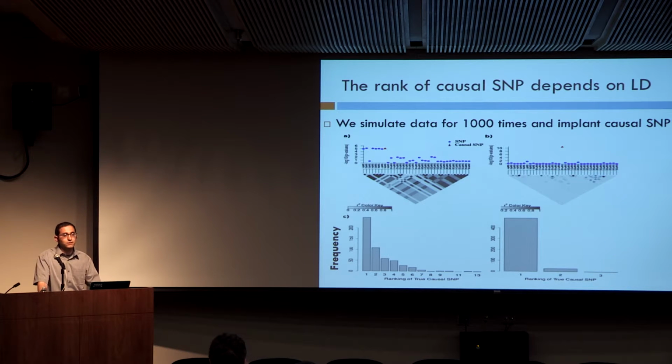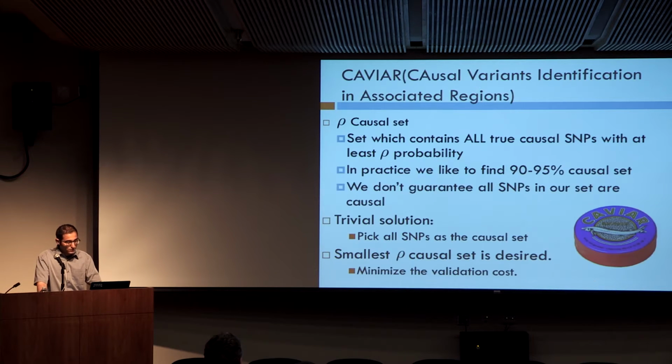So this is the reason that both the top k and the conditional method perform poorly. So this motivated us to come up with our method. We refer to it as CAVIAR, causal variant identification in associated region. I won't go into too much detail of the method, but what it does is try to find a rho causal set.